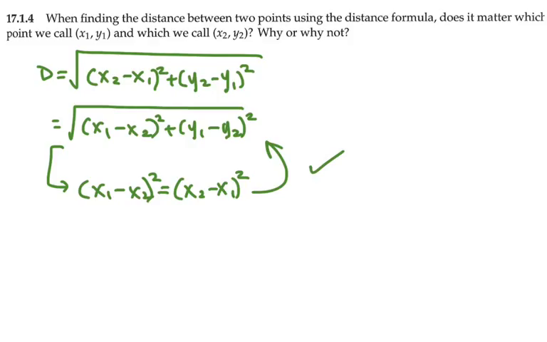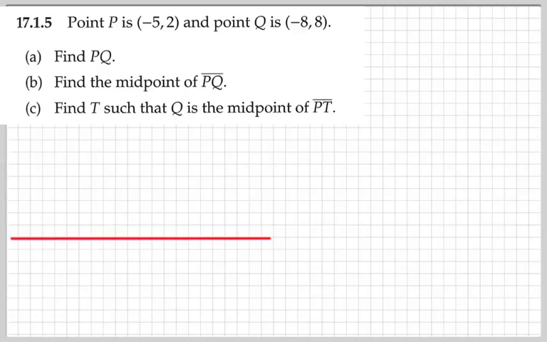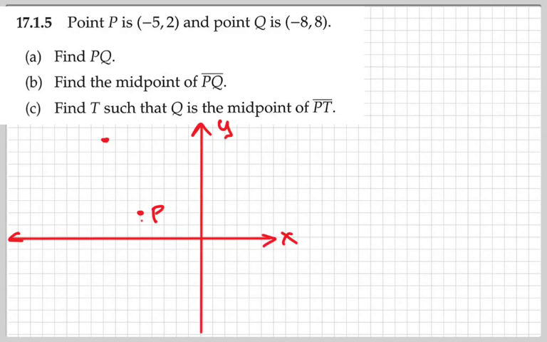So that's why it would have been okay. Let's move on to the next question. So here 2 points are given. What we like to do is plot those 2 points, X and Y, that's the value of P, and that's the value of Q. Now, find PQ. That means we realize the horizontal difference is 3 and the vertical difference is 6.